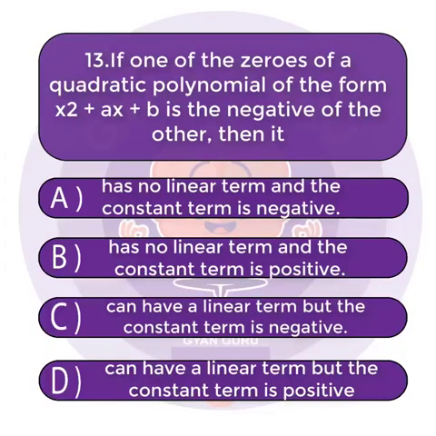If one of the zeros of a quadratic polynomial of the form x² + ax + b is the negative of the other, then it: a. has no linear term and the constant term is negative, b. has no linear term and the constant term is positive, c. can have a linear term but the constant term is negative, d. can have a linear term but the constant term is positive.